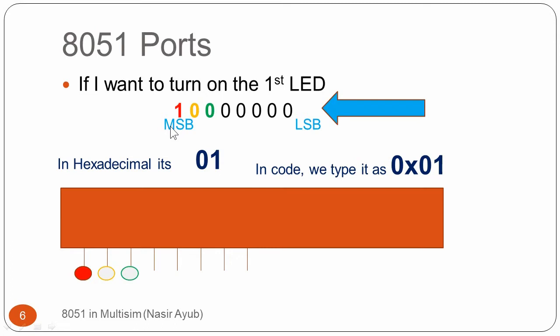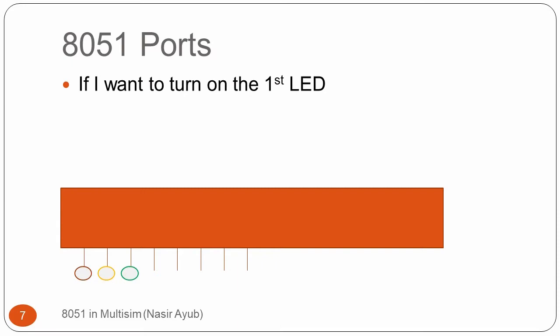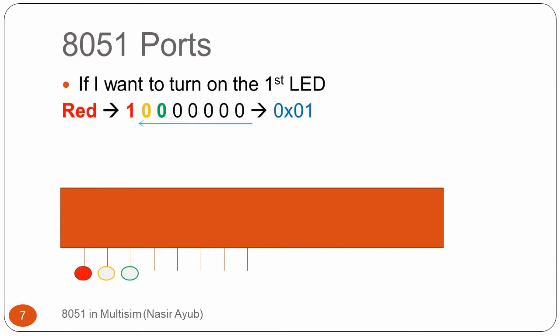Any number starting with 0x means it's a hexadecimal number. A number starting with 0o is octal, and 0b is binary. Different versions of the compilers use different notation for this. But 0x01 means a hexadecimal number. And if I want to turn on the first LED, as I said, that's 0x01.